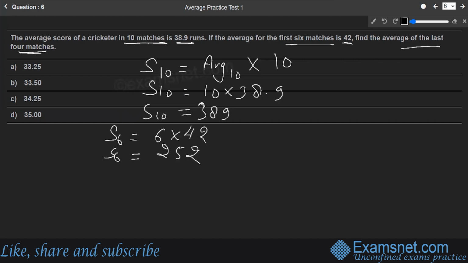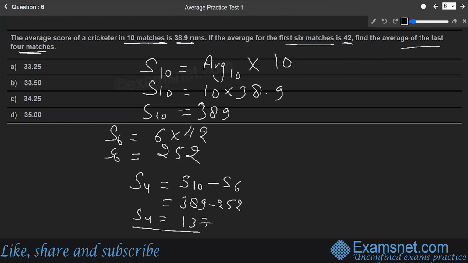Okay, so first of all, we'll try to find out the sum of the last 4 matches. The sum of the last 4 matches is nothing but the sum of the 10 matches minus the sum of the 6 matches. How much is that going to be? 389 minus 252. If we solve this, it comes to 137. So the sum of the last 4 matches is going to be 137.